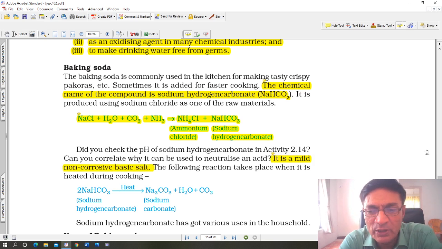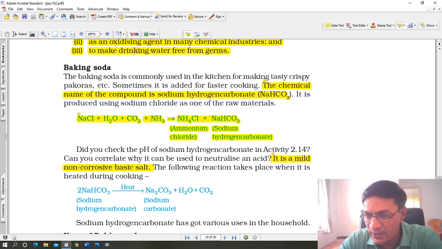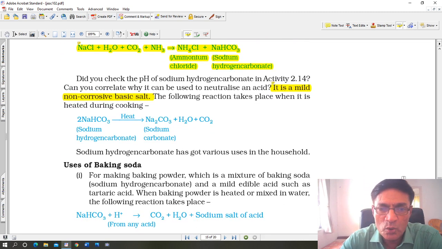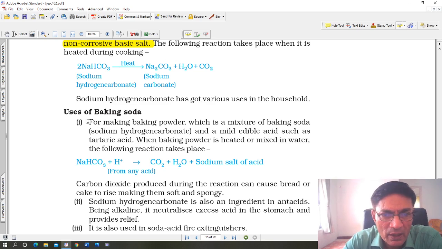The following reaction takes place when it is heated during cooking. See now what reaction takes place during the cooking process. Sodium bicarbonate, when it is heated, produces sodium carbonate plus water plus carbon dioxide. Carbon dioxide is given off, a little bit of water droplets are always present there, and sodium carbonate is formed. Sodium hydrogen carbonate has various uses in the household, not in the kitchen only, but we use it in different ways. Baking soda, these are the uses of baking soda.